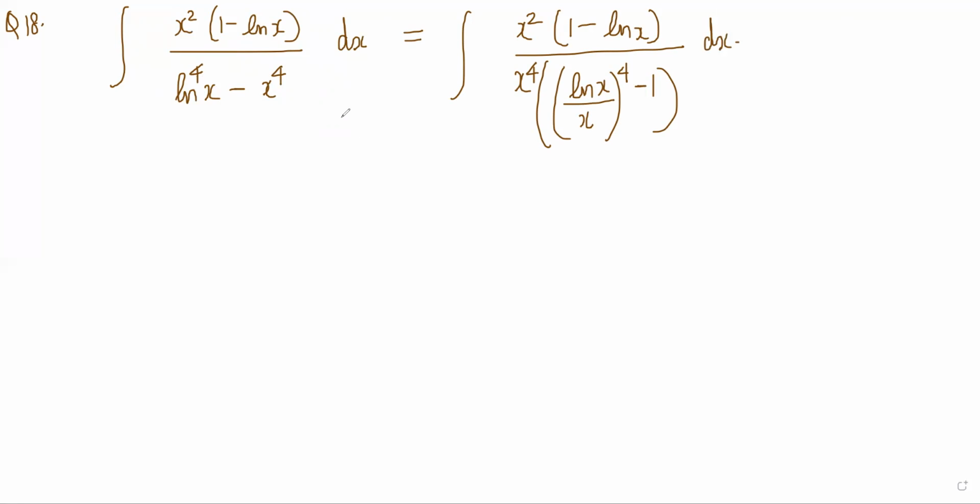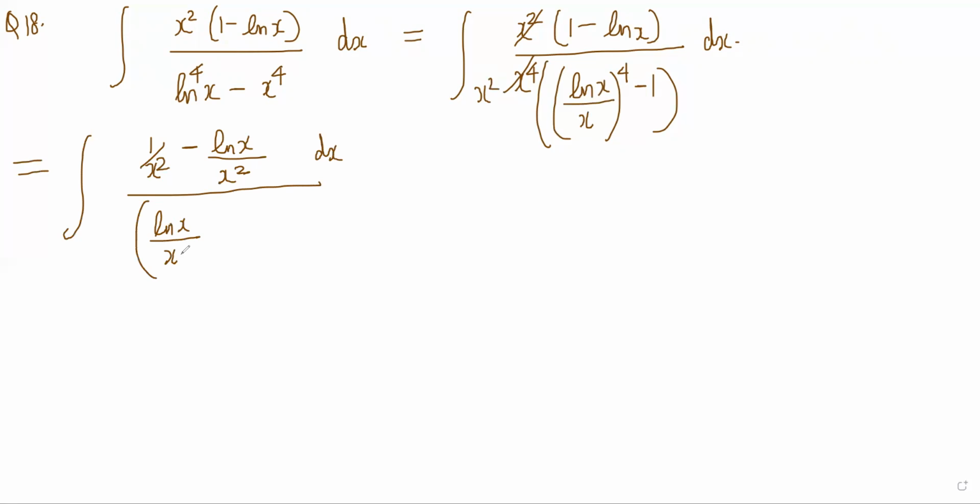So now, if you notice, this x square will cancel, and you'll get the integral of (1 by x square minus ln x by x square) dx divided by (ln x by x) whole power 4 minus 1, right? Okay, so let's try the obvious thing. ln x by x is equal to t.